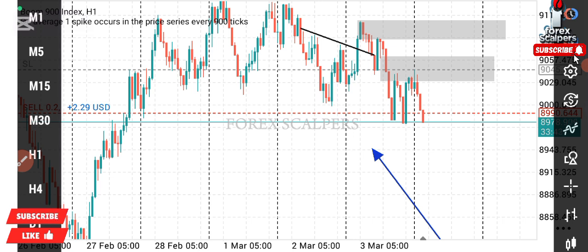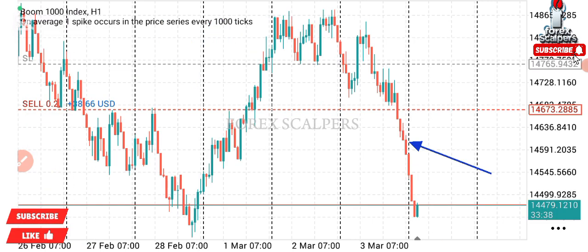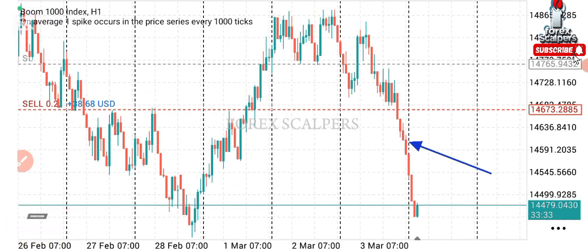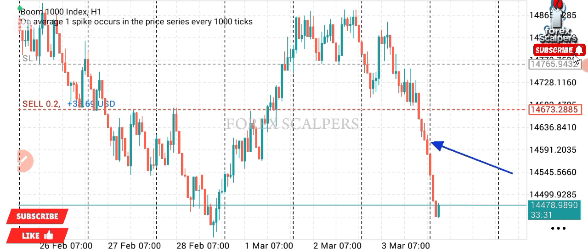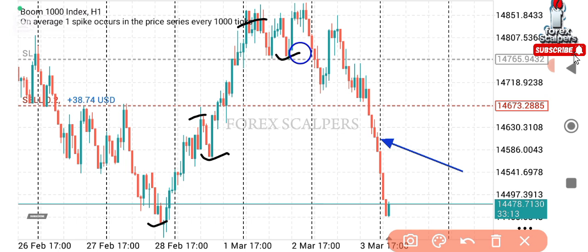Now I have other pairs with that same illustration. Let's look at Boom 1000. Now you can see Boom 1000, right? If you look at this point, obviously look at what was happening on Boom 1000. Here on Boom 1000, we're having price giving us what? Higher low, higher high, higher low, higher high. Then we have this higher low, and then we have this higher high.